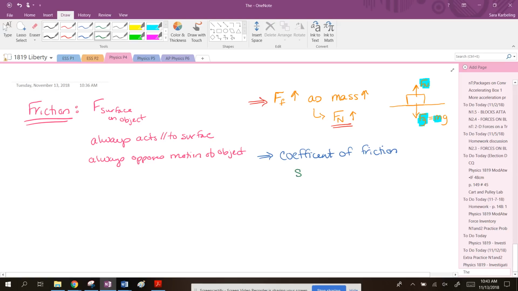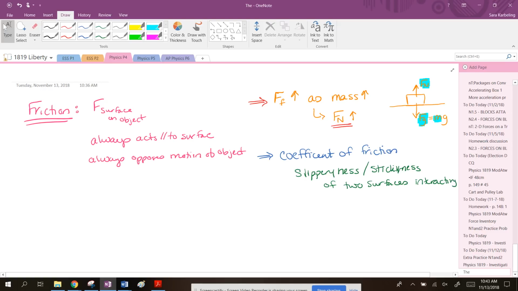So I'm going to write that down, the slipperiness or the stickiness of two surfaces that are interacting. Oops, I did not spell that well. Let me try that again.